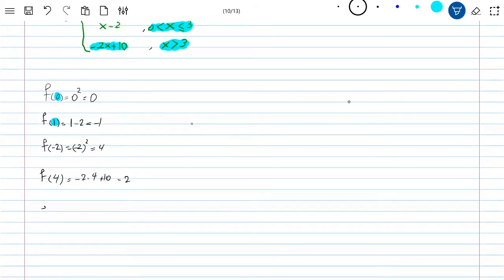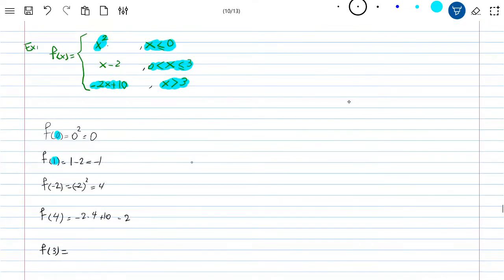Okay, one more example. F of 3. Where is f of 3? 3 belongs to which equation? It's not less than 0, so it's between one of these two equations. Which one does it belong to? Since I have the equality sign here, that means 3 is only allowed to be in this section, in this function. So I replace 3 there. 3 minus 2 will get to 1. So f of 3 must be 1.